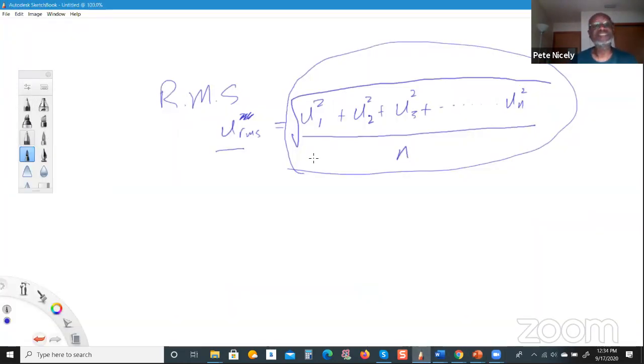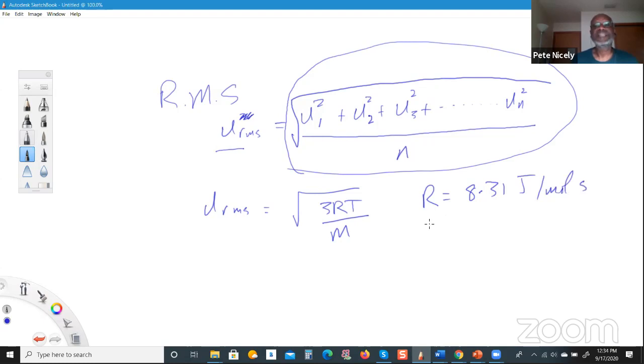So the equation is the root mean squared speed is equal to the square root of 3RT over M. Now for this equation, the R that you're going to use here is not the one that we have been using all along in this chapter, which was 0.0821, right? The R that you're going to be using here is going to be 8.31 joules per mole kelvin, all right?